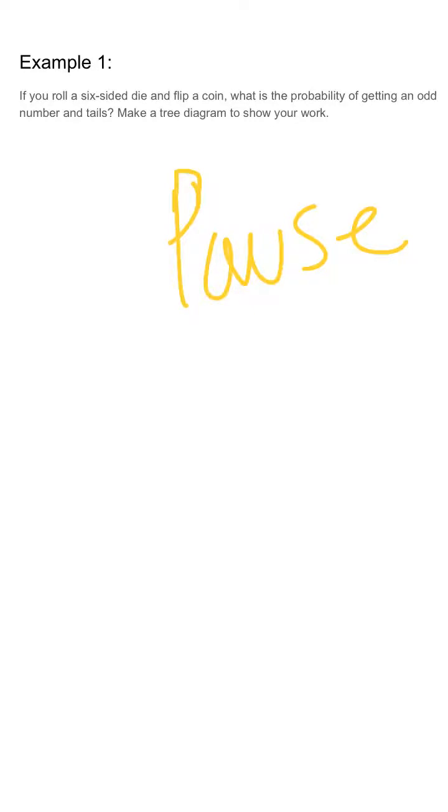Okay, so now I want you to try an example. Let's say you roll a 6-sided die and then flip a coin. What's the probability of getting an odd number on the die and tails on the coin? Make a tree diagram and then find the probability.